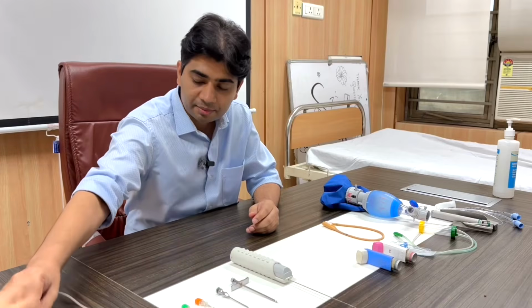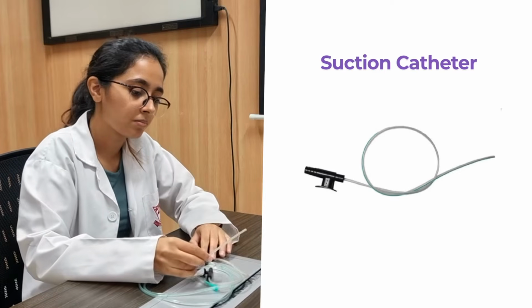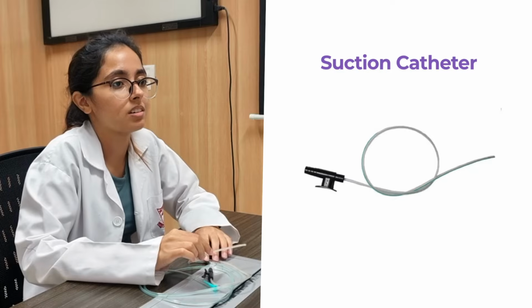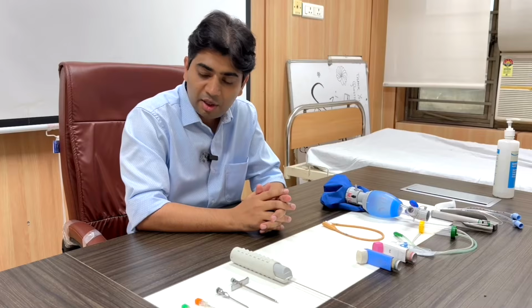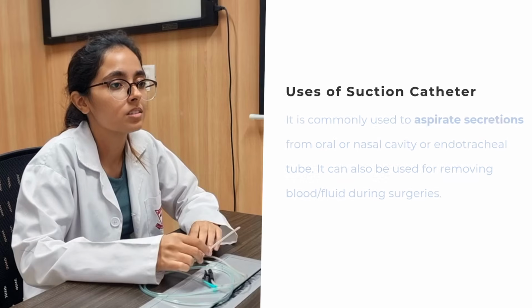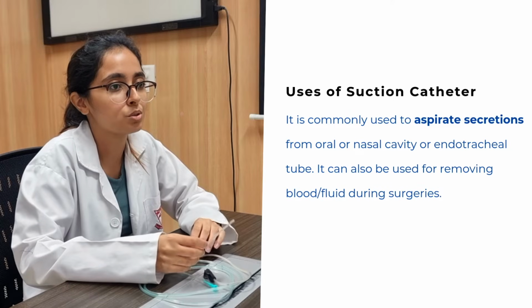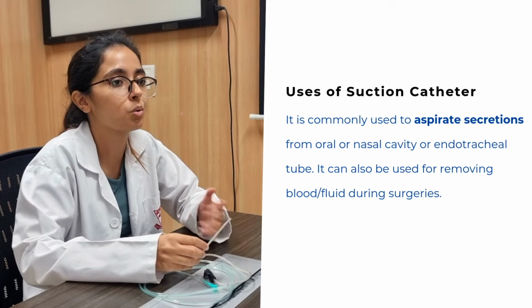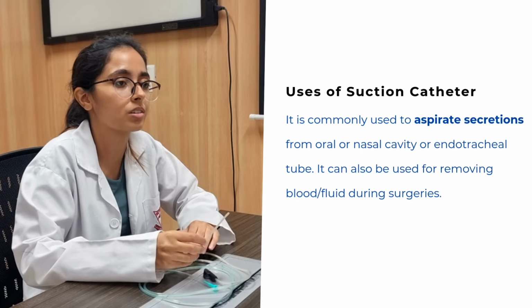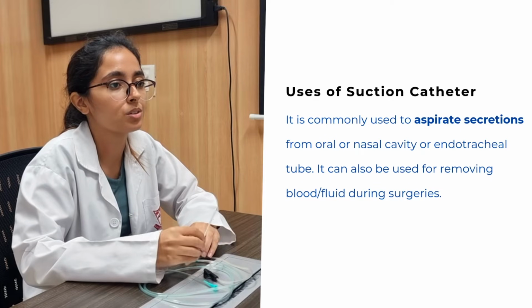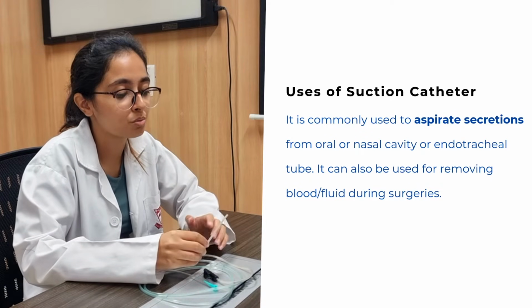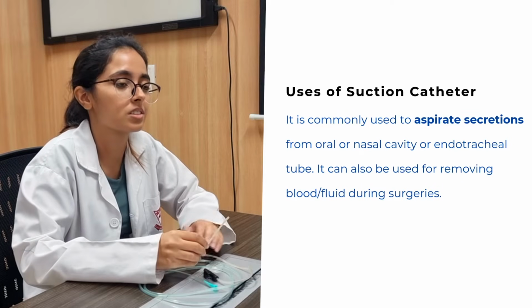Right. Identify this. So this instrument is a suction catheter. Name some uses of suction catheter. Sir, it's commonly used to aspirate secretions from the oral or nasal cavity or endotracheal tube also, and it can also be used to remove blood and fluid during surgeries.